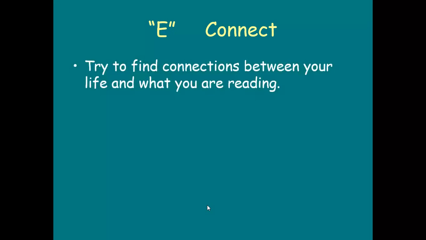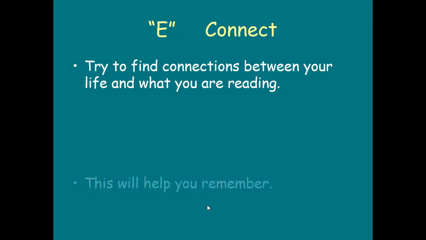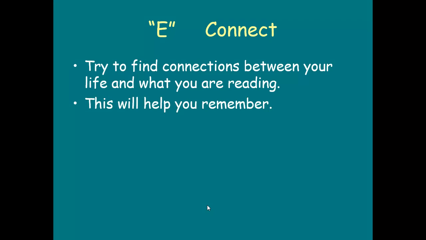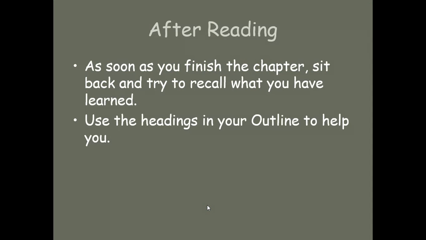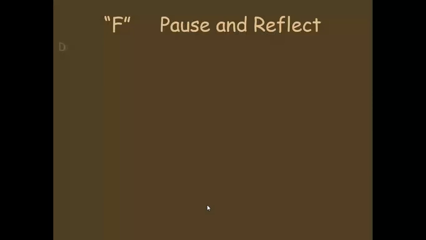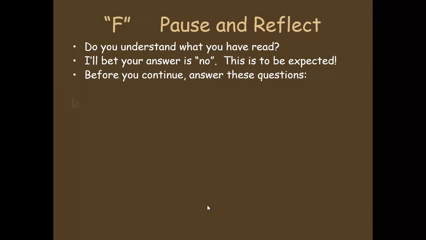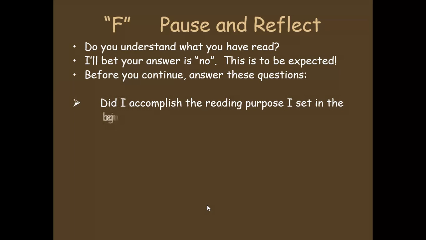Next, this is probably the most important part. You try to find these connections between your life and what you're reading. I'll always ask you, Mr. Tolbert asks you to give examples as it is in your life. And after reading, sit back and try to recall what you've read. Make sure you've filled out anything that you need to fill out. If it's an outline, you've completed the outline, and reflect on what's to be expected.